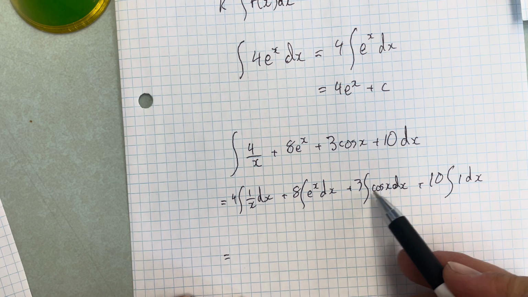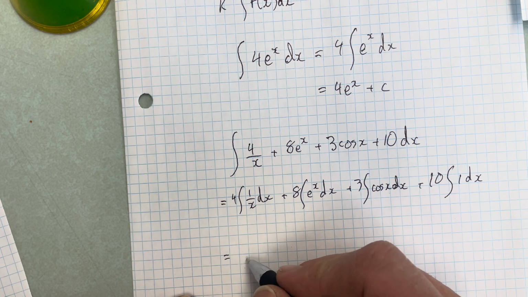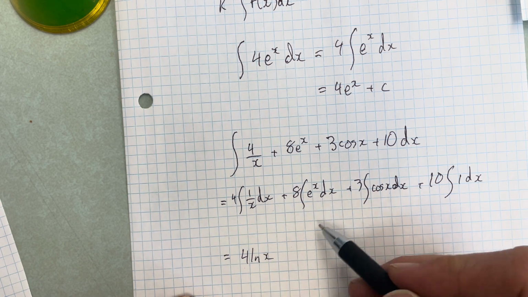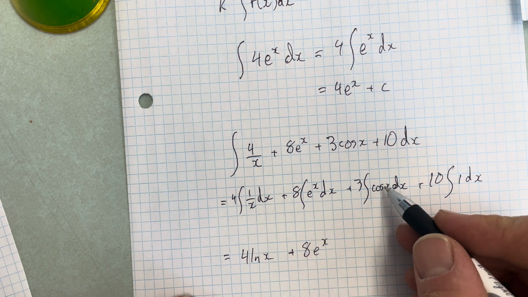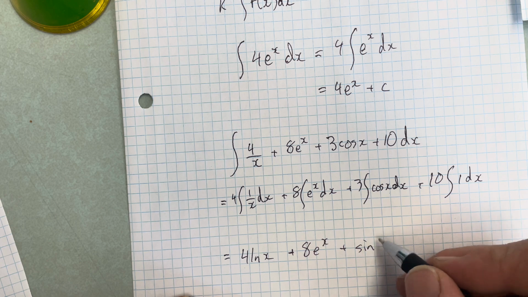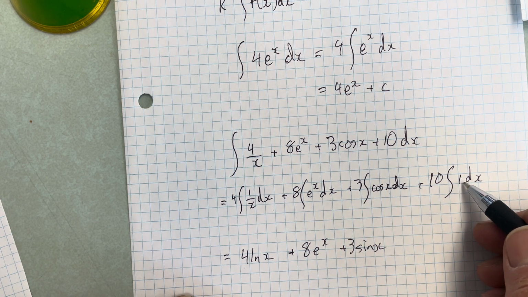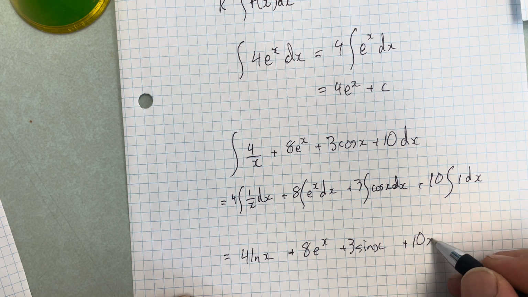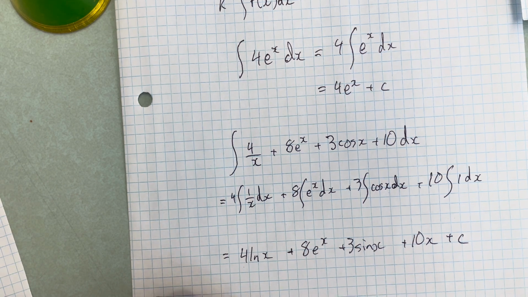Because these are some of the common integrals that I should know. I should know the integral of 1 over x. The integral of 1 over x is ln, so this becomes 4 ln x. I should know the integral of e to the x. As reviewed before, it just becomes e to the x. I should know the integral of cosine. As seen before, it just becomes sine, so I have 3 sine x. And I should know the integral of 1. So the integral of 1 is x. So this becomes plus 10x. And of course, I'm going to add that constant of integration.